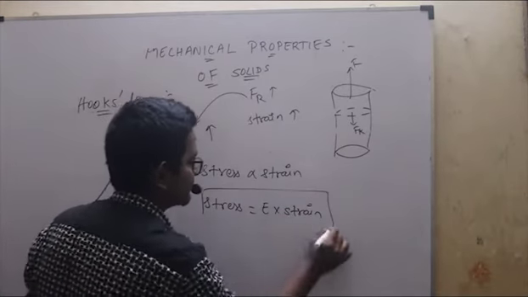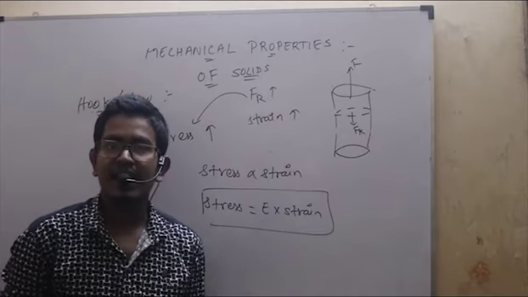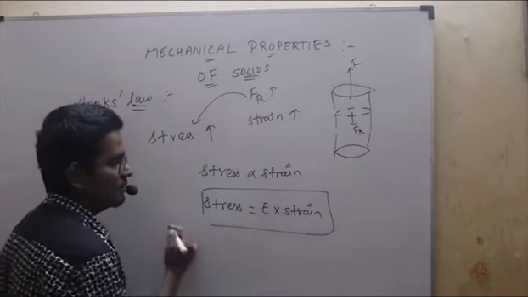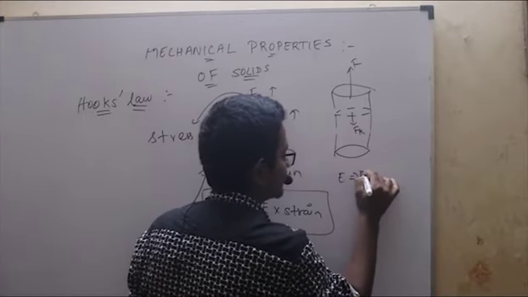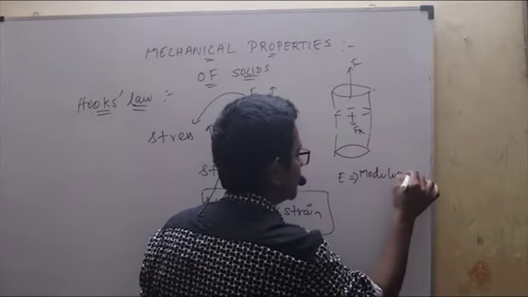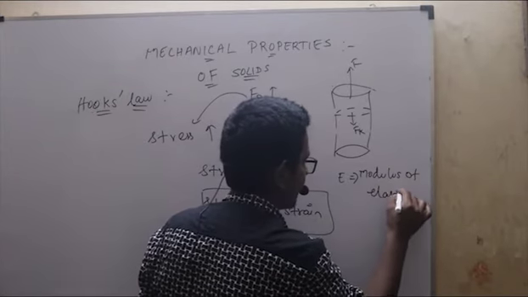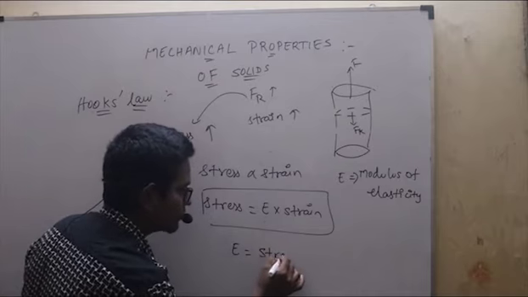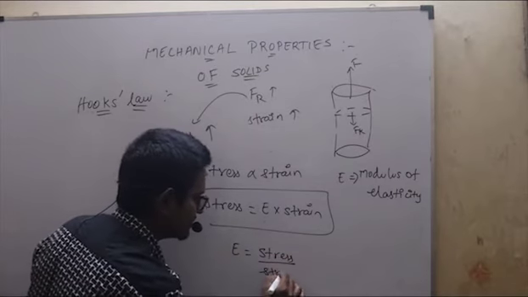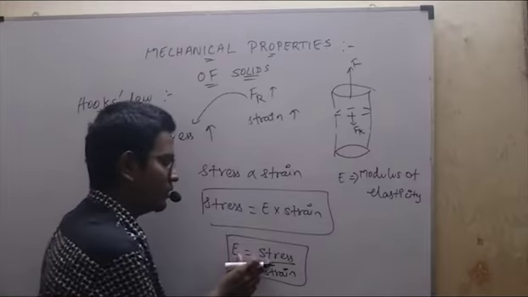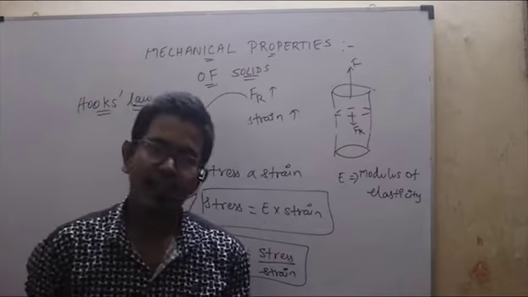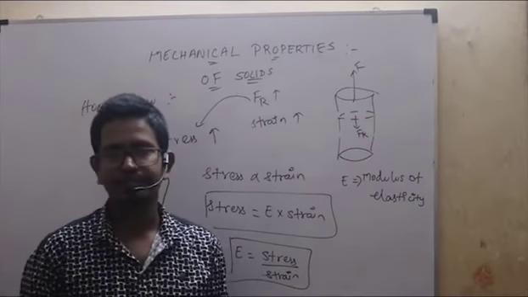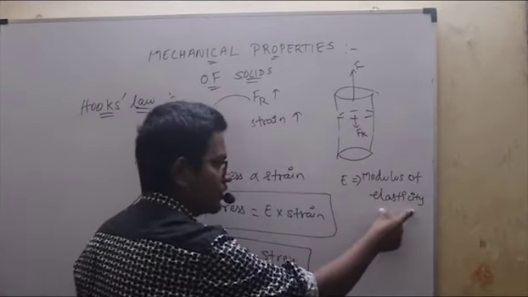What is E? E is known as the elasticity modulus, or you can say modulus of elasticity. So I can write the modulus of elasticity E is equal to stress upon strain. So I got the formula for the modulus of elasticity, and it is nothing but the ratio of the stress to its strain. Right? So E is the modulus of elasticity.